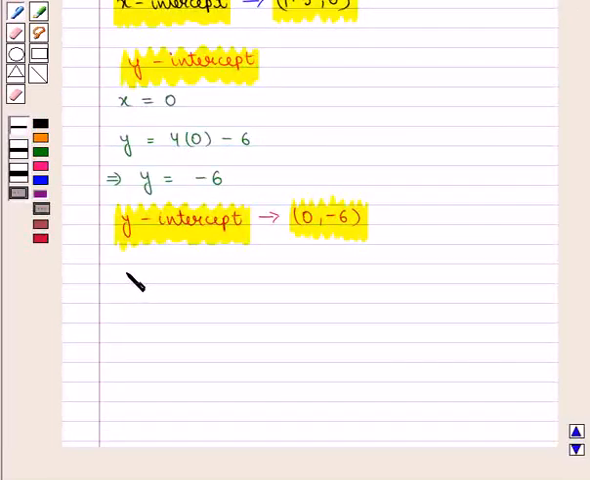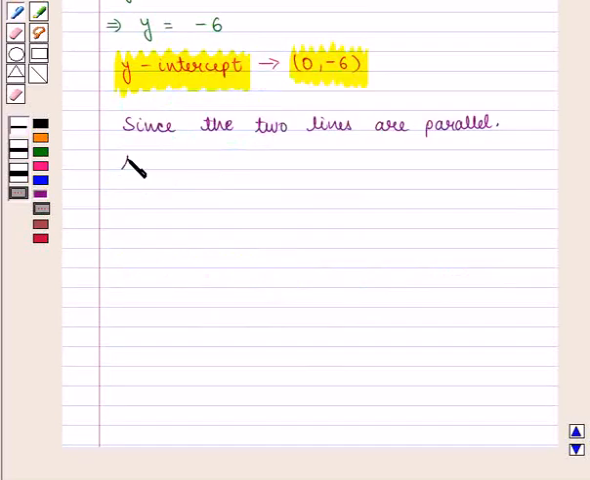So we can say that since the two lines are parallel, there exists no solution, which is the required answer.